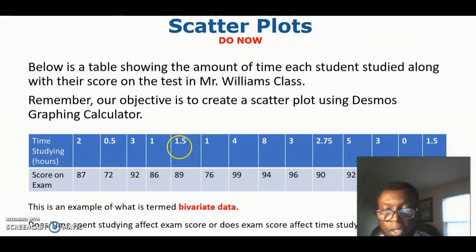Now, this is an example of what is termed bivariate data. Bi stands for two, so bivariate data simply means two-variable data. And what are the two variables? In this example, they are the time studying and the exam score.